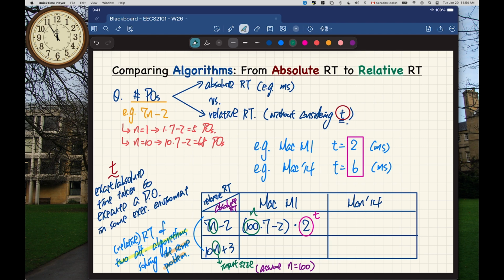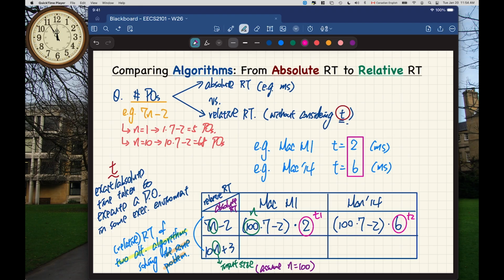Similarly, we can do the same algorithm, but now you can see this part here, 100 times 7 minus 2. This part here is the same. But now, since we are executing it on a different platform, it's going to be times 6. So this is just another t. You can think of this as t1, and this as t2. But the input size is the same, right?